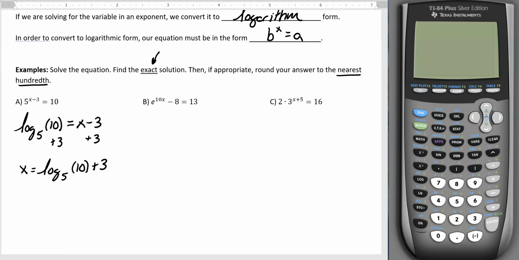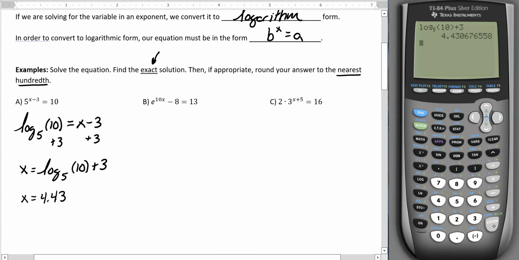That's the logarithm. But we're going to get our calculator involved here, and we're going to type that in. So I'm going to pull up log base 5 of 10, and then plus 3. I get 4.43 when we round to our nearest hundredth. 4.43. Now, I did Math Alpha Math for that one.